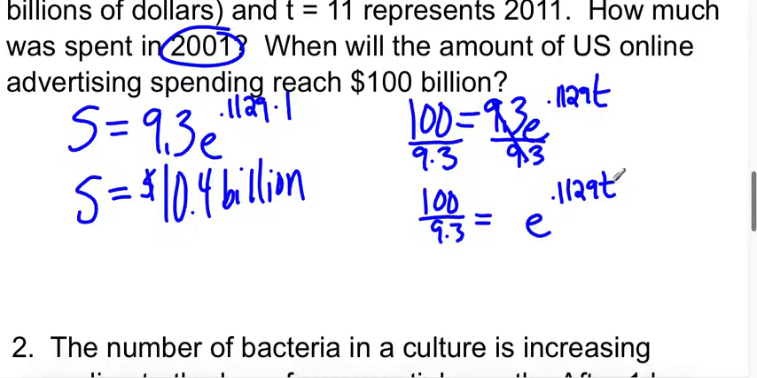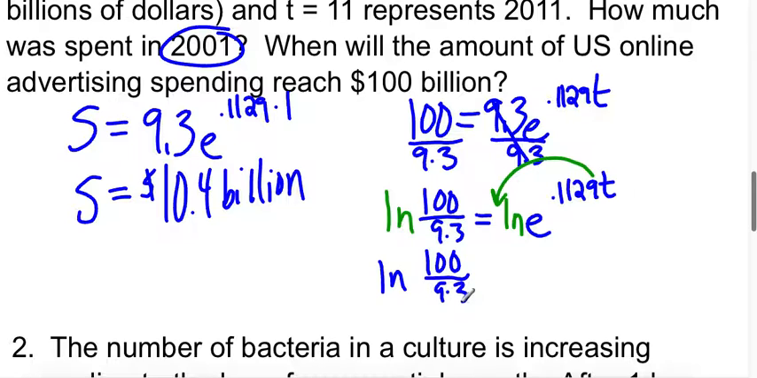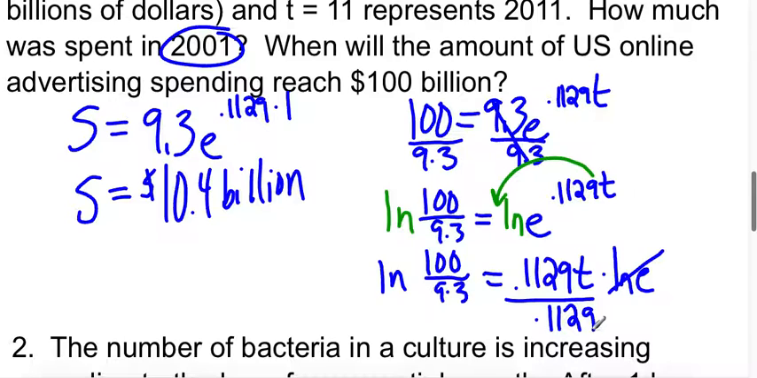Now, in order to solve this, you can either write it in logarithmic form or you can take the natural log of both sides. The reason we would want to take the natural log is because our t is in the exponent, and when we take the natural log, we can use the down-and-front property. So we have the natural log of 100 divided by 9.3 equals 0.1129t times the natural log of e. Well, the natural log of e is just 1. We don't need that anymore. That's gone. And now to solve for t, we're just going to divide both sides by 0.1129.